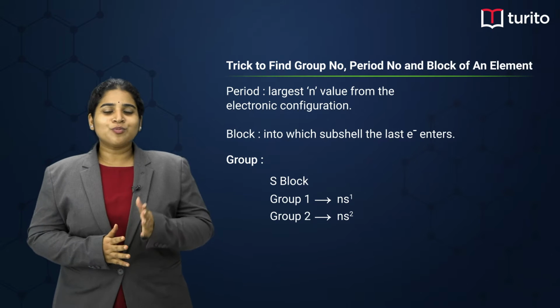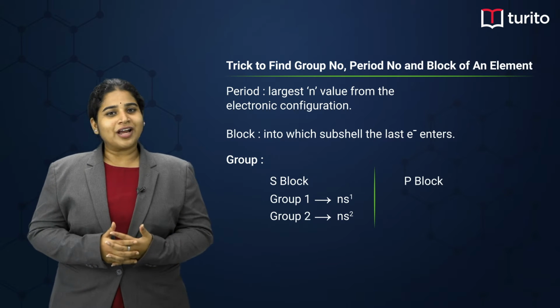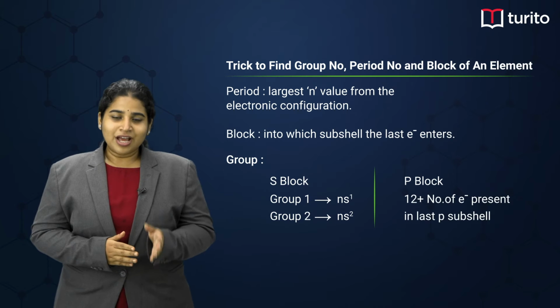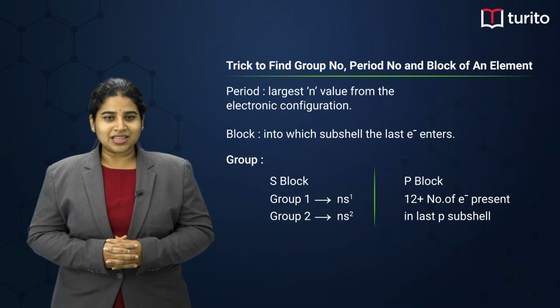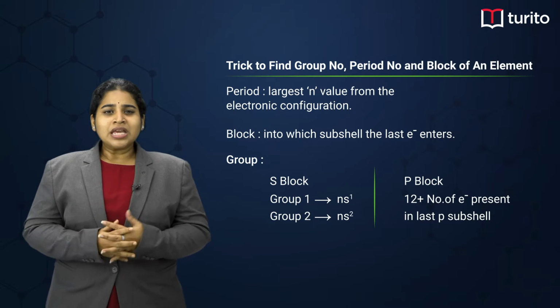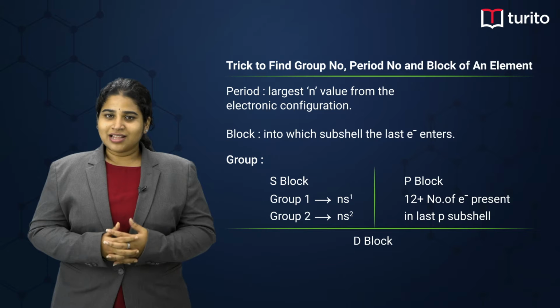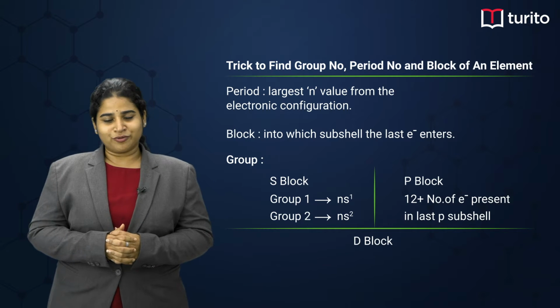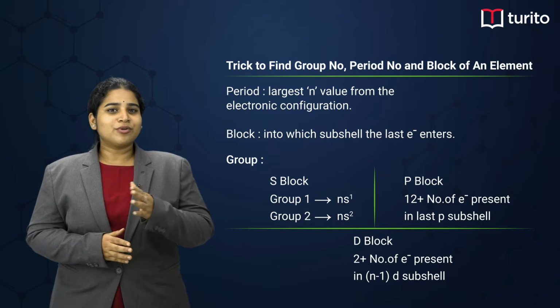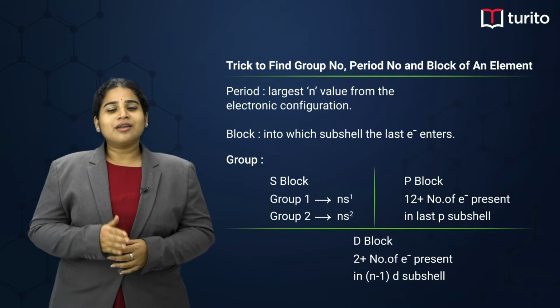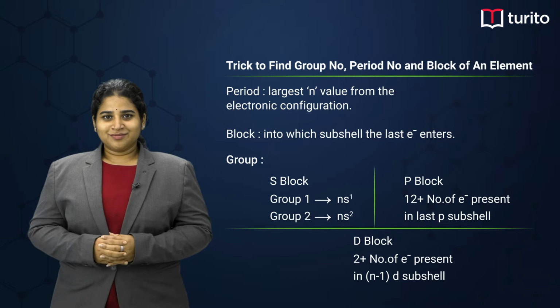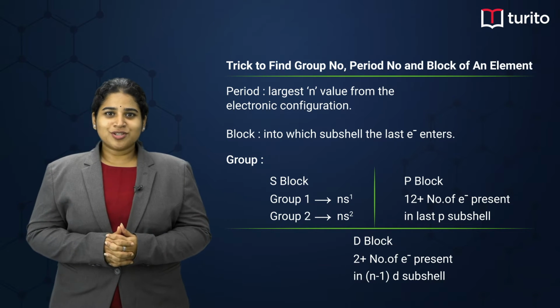If the element belongs to P block, the formula to find the group number would be 12 plus the number of electrons present in the last P subshell. If the element belongs to D block, then the formula to find the group number would be 2 plus the number of electrons present in the (n-1)d subshell. Let us apply this trick to some elements.